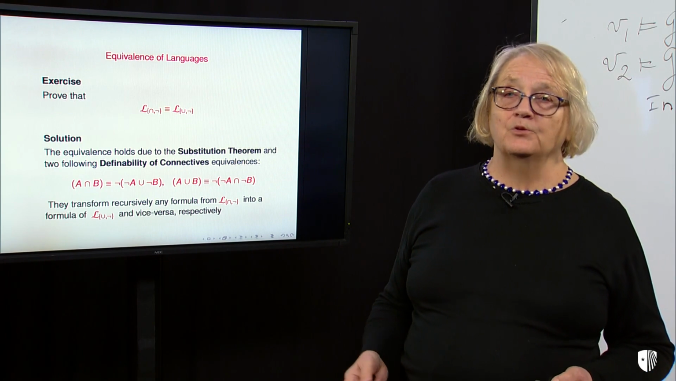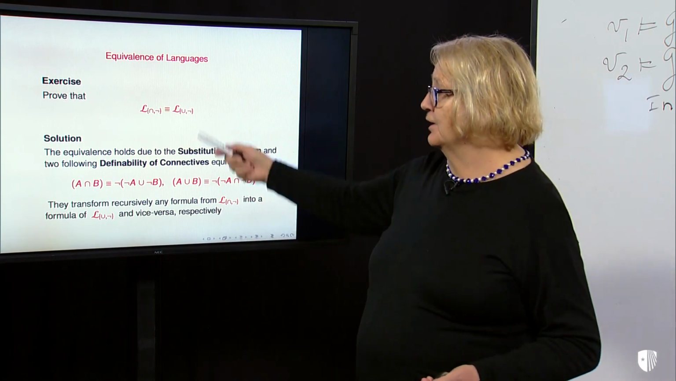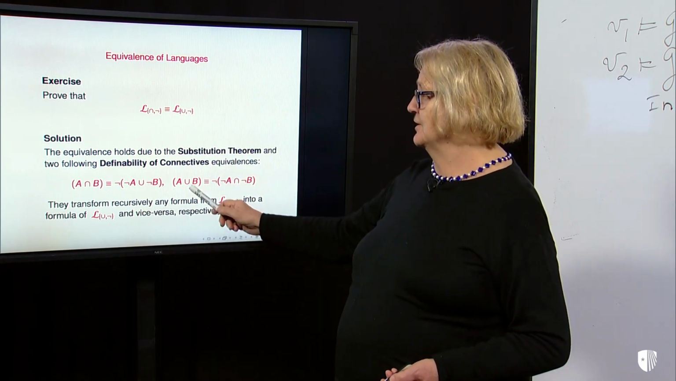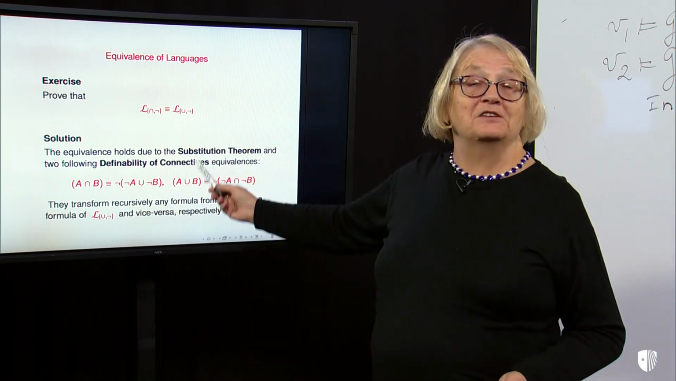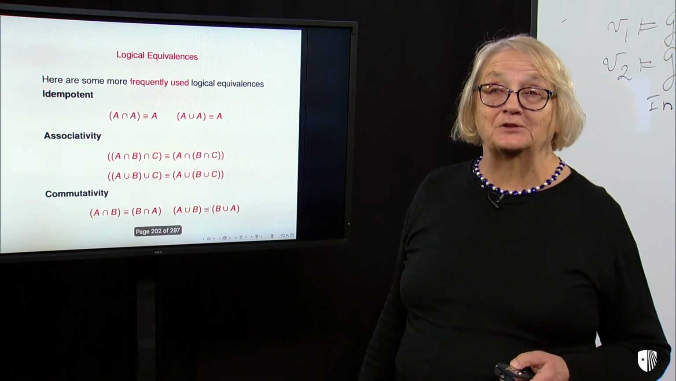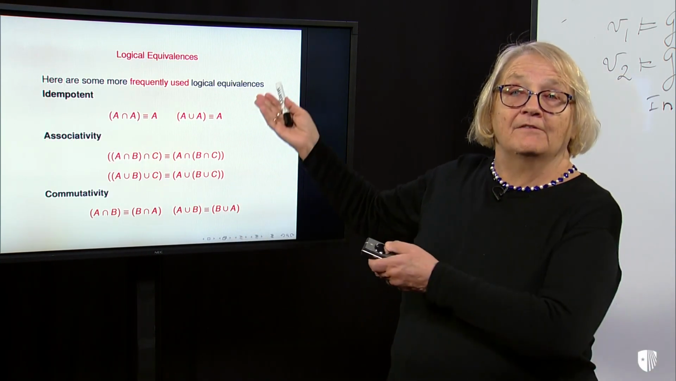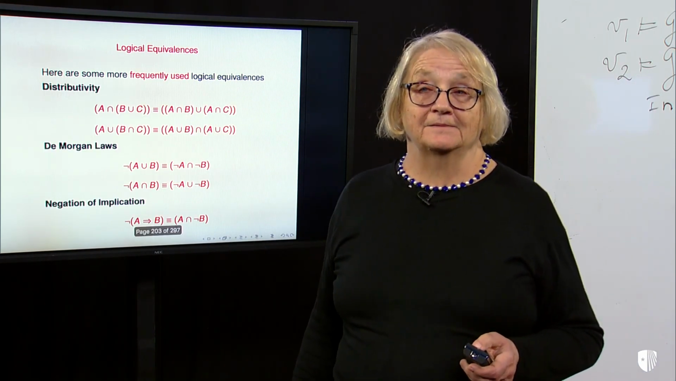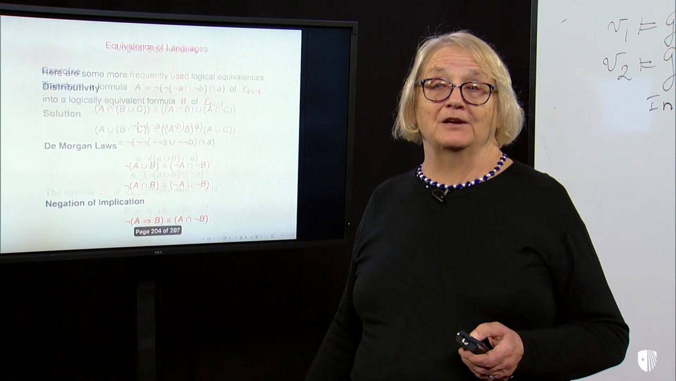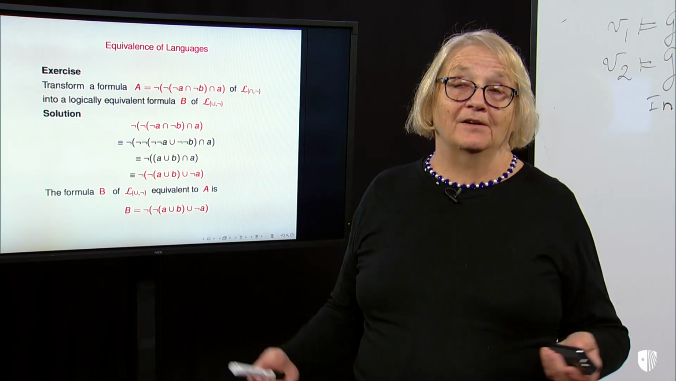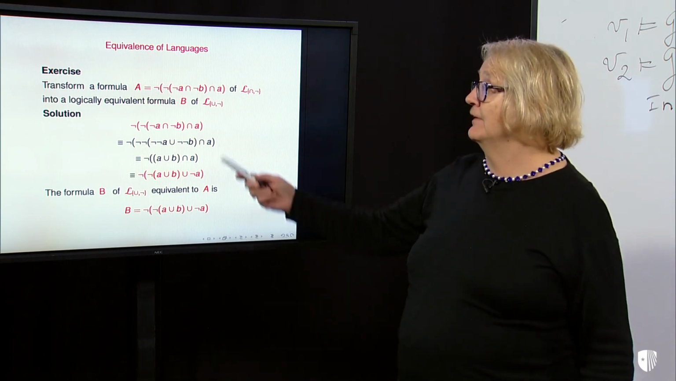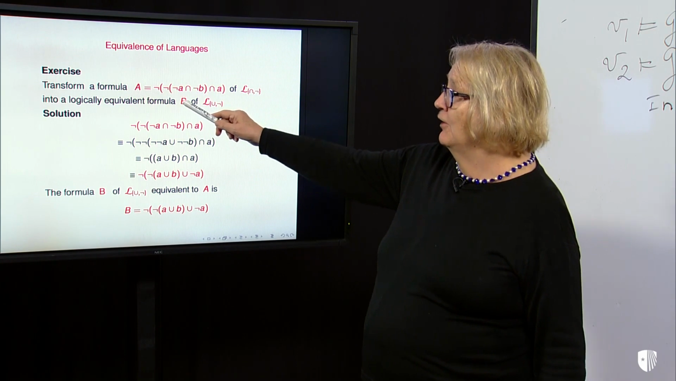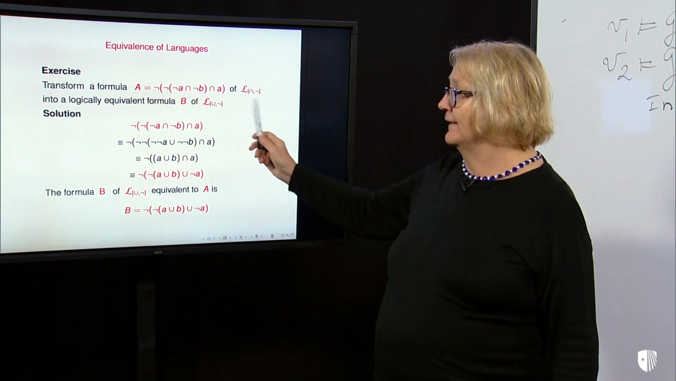And prove that this is logically equivalent. You have to express conjunction in terms of disjunction and disjunction in terms of conjunction. This is all definability of connectives. And you have some frequently used logical equivalences and more: the De Morgan law, negation of implication, and some exercises. You have a concrete formula of the language and find a logically equivalent formula of another language.